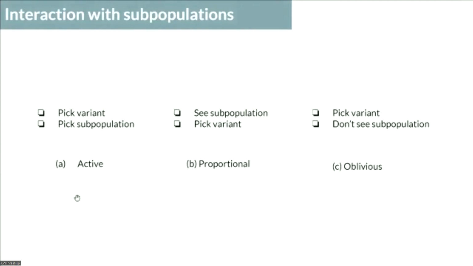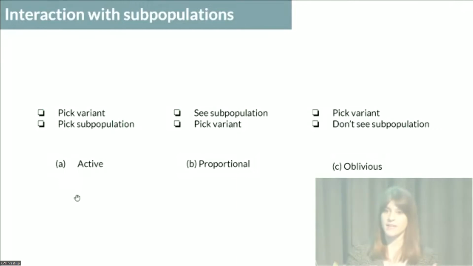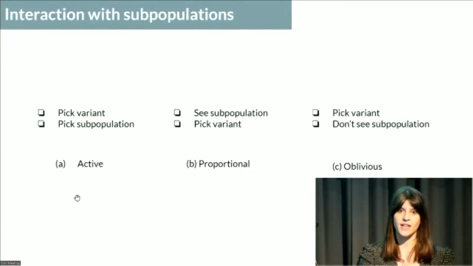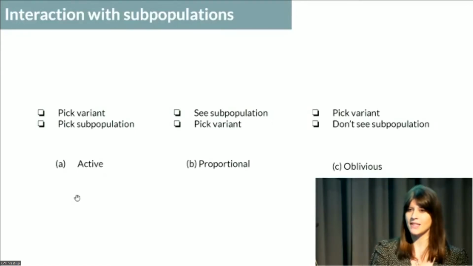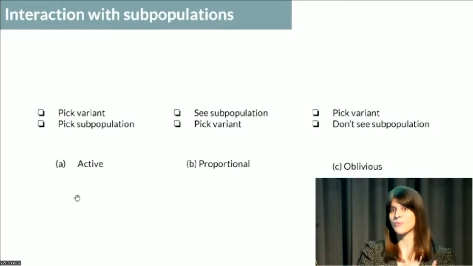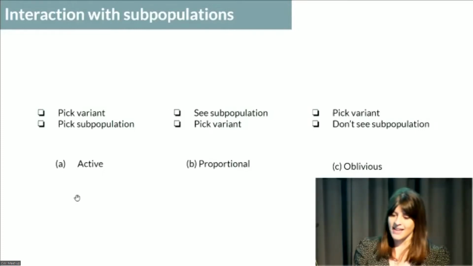And something else that is very important when we want to learn adaptively with subpopulations is how we can interact with these subpopulations. Now, if I start from the left side, I have a powerful interaction mode in which I'm not only able to pick a variant, but I'm also able to pick a subpopulation at any time. And then I can decide at will to pick the subpopulations that will facilitate my learning, which of course means that in the end, I might end up with a sample in which the subpopulations are not represented in the same proportions as they would naturally occur. So this is the active mode.